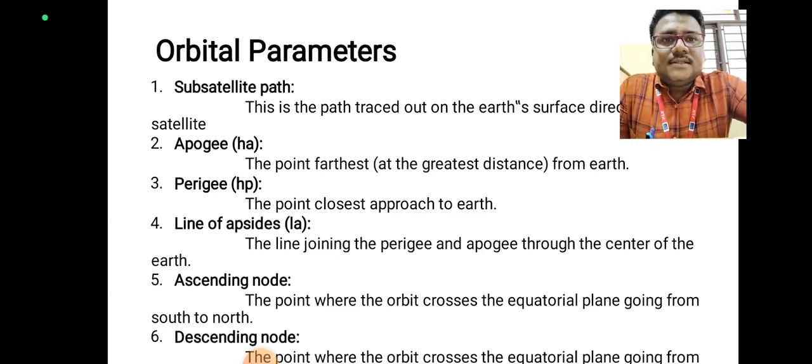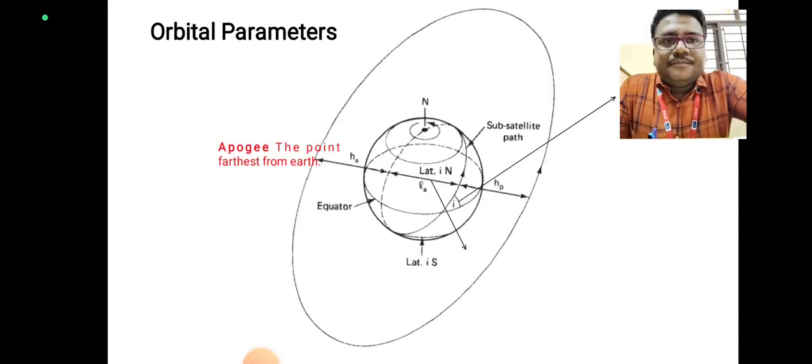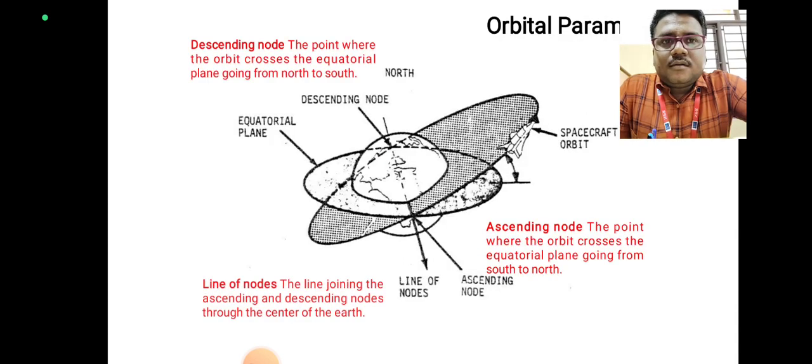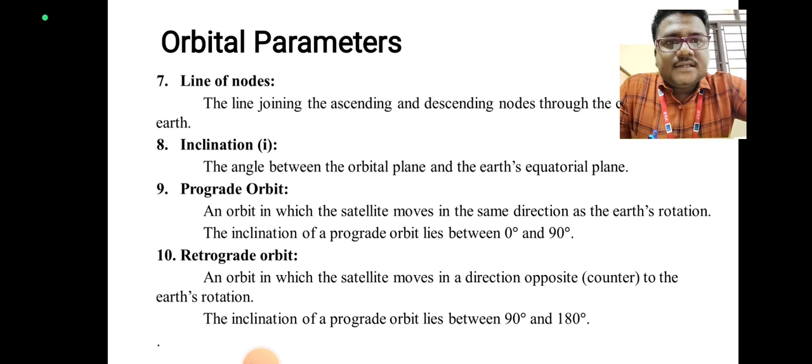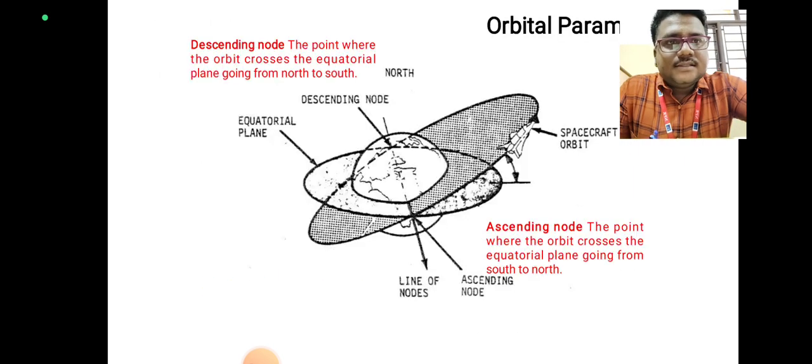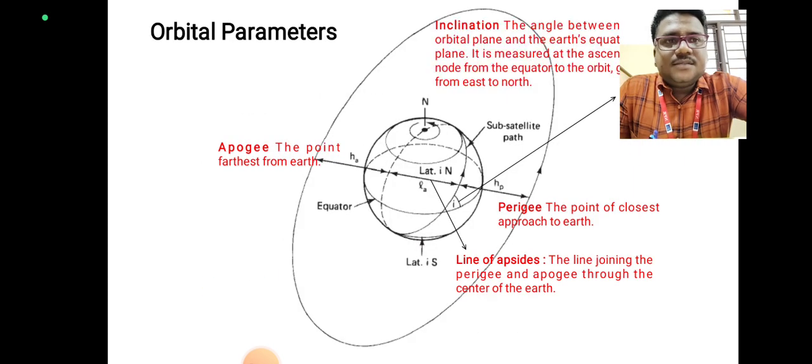They are listed as subsatellite path, apogee, perigee, line of apsides, ascending node, descending node, line of nodes, inclination, prograde orbit, retrograde orbit, argument of perigee, right ascension of ascending node, mean anomaly, and true anomaly. Let us discuss each one with specific examples.